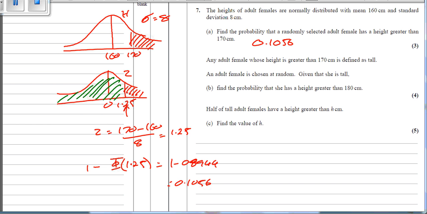Any adult female whose height is greater than 170 is defined as tall. An adult female is chosen at random, given that she is tall. The fact that it says given that she is tall means the denominator is going to be out of that. So for part B, the denominator is going to be out of 0.1056. That's the probability that she's 170 or more. Find the probability that she has a height greater than 180.